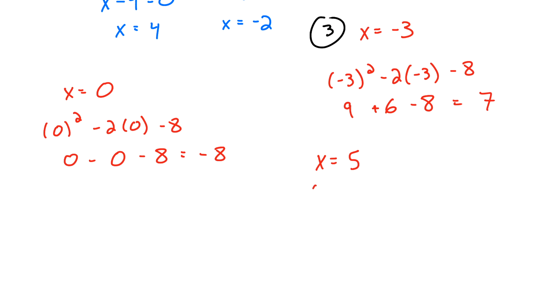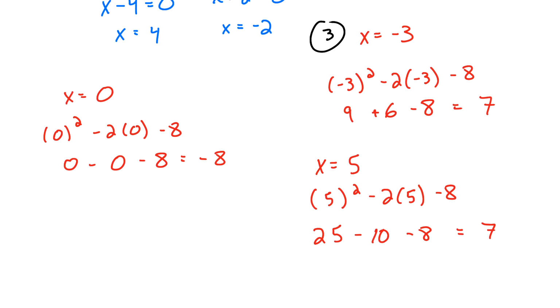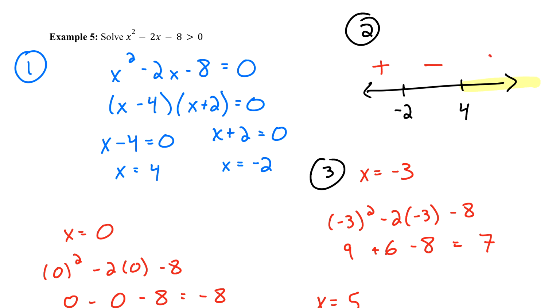So, we will have 5 squared minus 2 times 5 minus 8. Here we have, let's see, 25 minus 10 minus 8. 25 minus 10, I should have 15 there. 15 minus 8, I should end up with a positive 7 once again. Look at that. So it's a positive number, positive 7, so I'm going to put a little plus sign above that interval. And this now is really what I'm looking at.